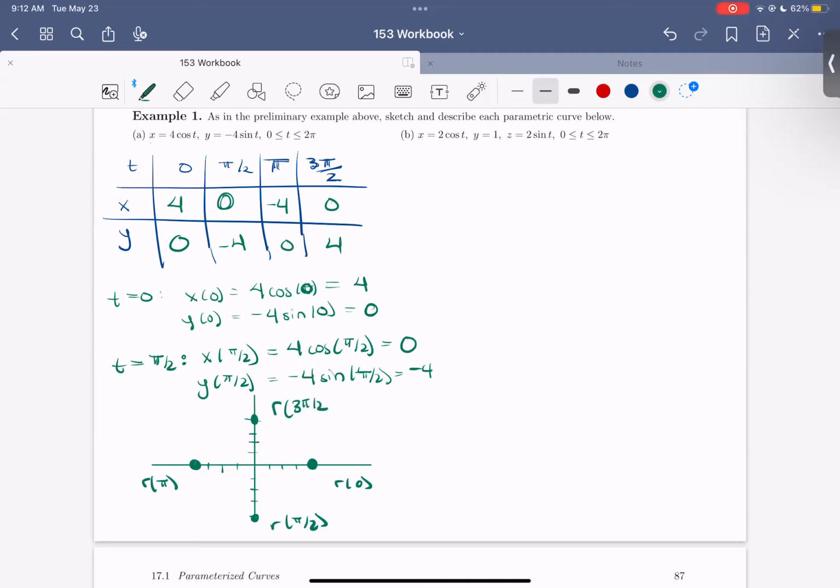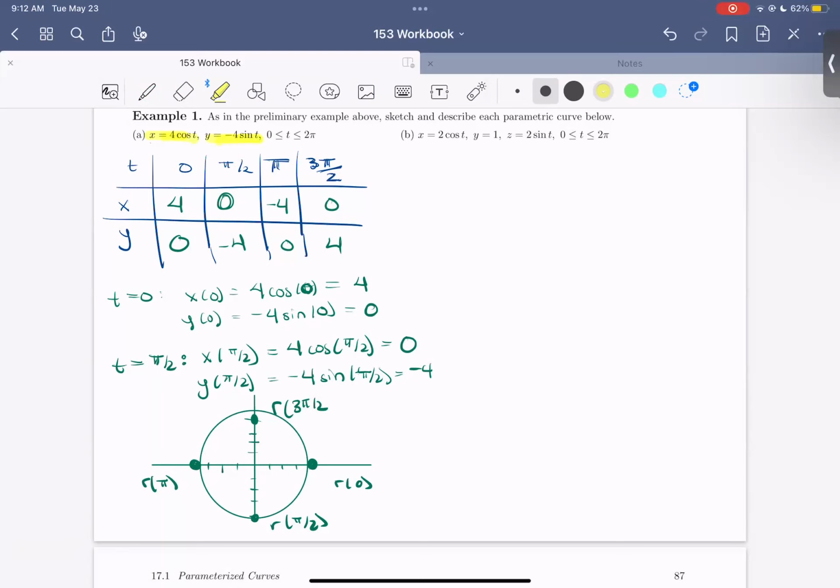What it's looking like is that our curve here is a circle starting at the point 4, 0, moving around in a clockwise direction like this, and centered at the origin. A way to check that our curve does look like a circle centered at the origin with a radius of 4 is to use the equation of a circle that we saw in the preliminary example.